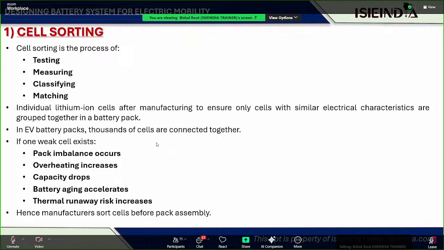So in that case, I told you about the cell sorting machine. Basically, we intend to calculate the internal resistance as a cell sorting parameter, because in the earlier phases we did the capacity testing. Here we generally test the cell sorting parameter, the internal resistance. Based on similar internal resistance, with a tolerance value of 1%, we are sorting the cells.